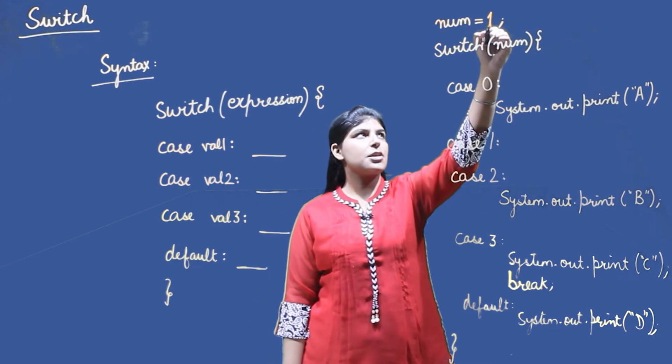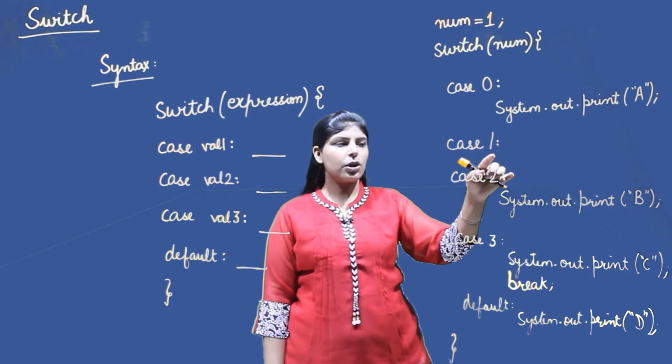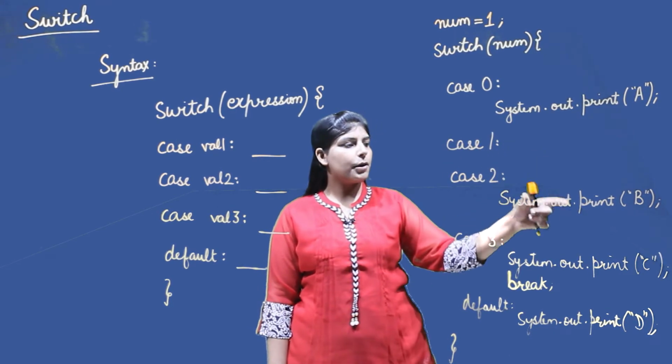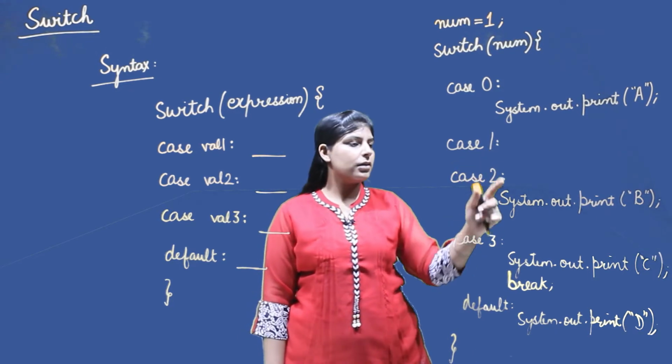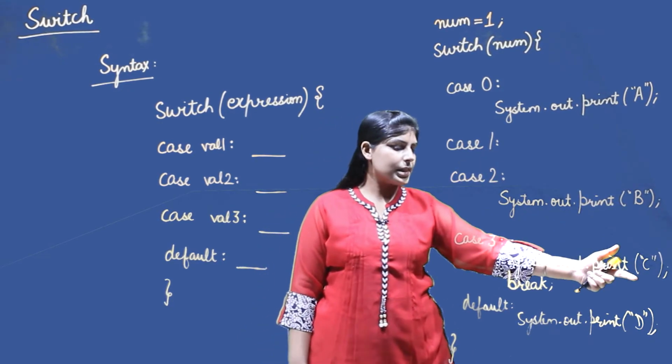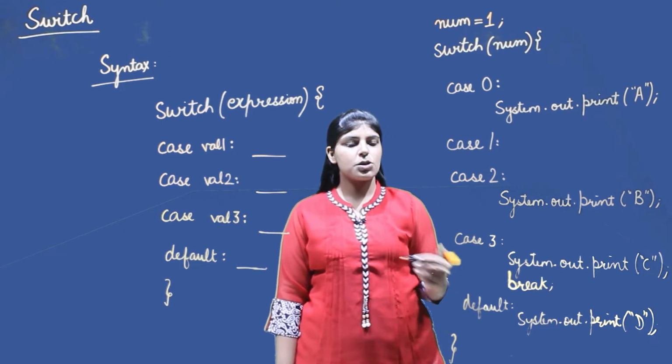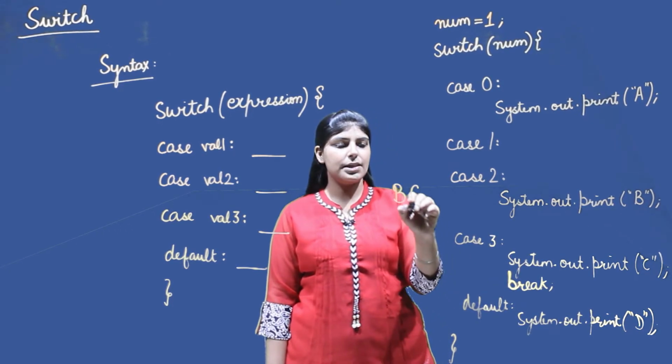Suppose I have number equals 1 here. Even though there are no statements in case 1, all the statements below it will get executed. So value 1 matches here. Now I will print B, C, and then I will hit the break statement. So in this case the output will be B, C.